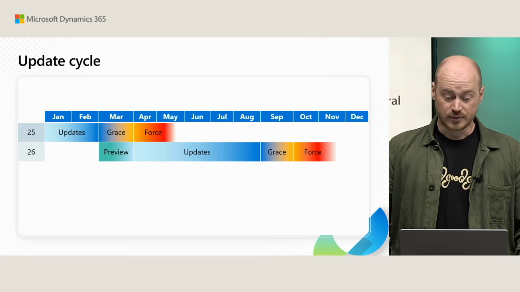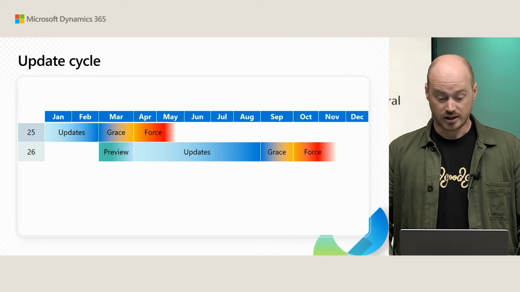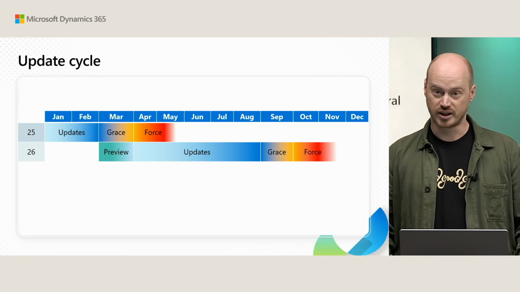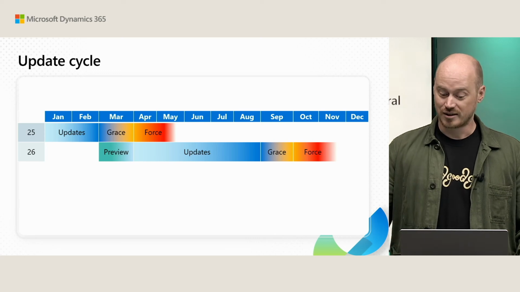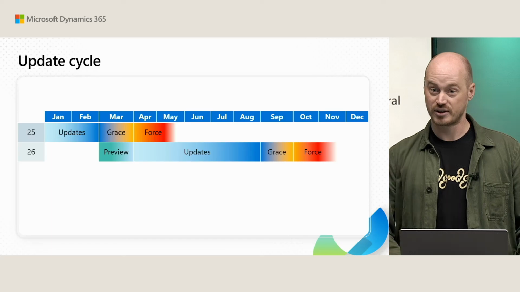At the same time of this grace period during March, we run the preview for version 26. And now that it's April, the regular update period has run, and it will continue to run until the end of August, after which, again, we'll have a grace period in September and a forced update period starting in October.